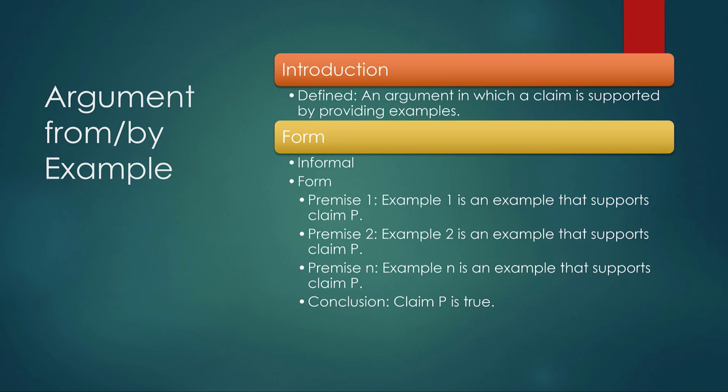In the case of an argument by example, as you might guess, the premises are examples. So you provide examples in order to support a conclusion. Now, as you probably suspect, in everyday life, people are pretty informal about this. A person typically wouldn't say example 1, example 2, example 3, conclusion. They would just present their examples. And you might not even realize they're making an argument by example because it's so informal.